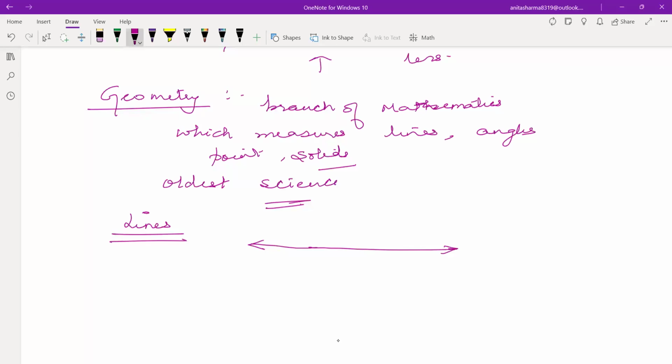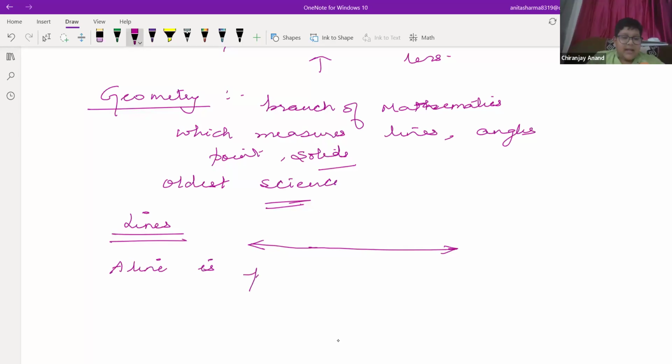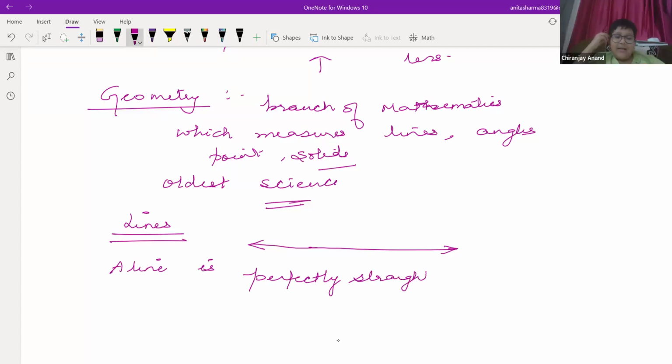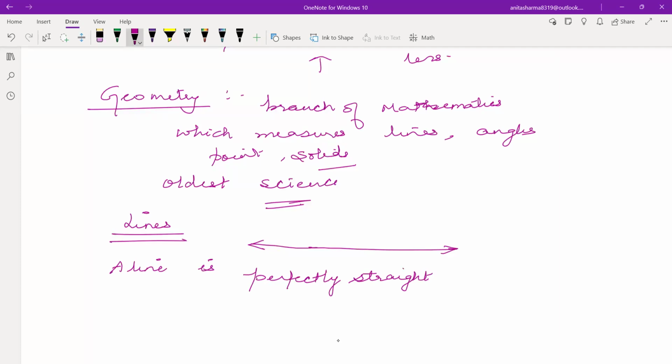A line is a perfectly straight collection of points extending. Yes, beta. Wait, I'm explaining that only. Fine. First of all, draw a line, beta, with the help of a scale only.